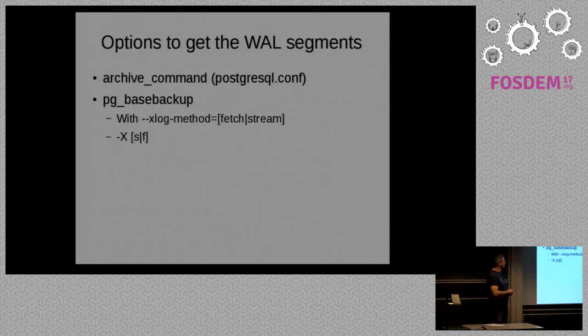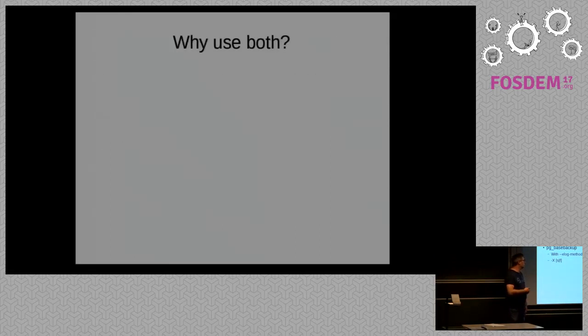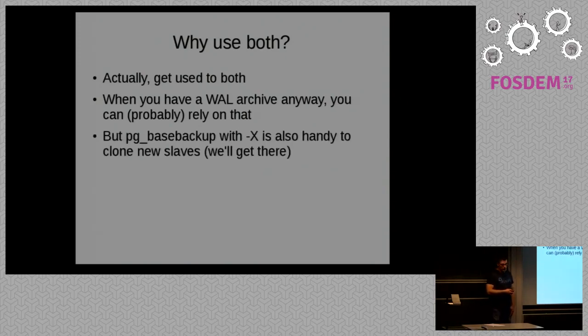Options to get the WAL segments. You can basically have two choices. The archive command, well, you should have one anyway, but we'll get there. Or you can tell pg_basebackup to just fetch the log segments that appeared during its runtime. That would be with the xlog method. You probably want to use stream. Okay, use both. Or actually, get used to both. You will have a WAL archive, we'll come to that.